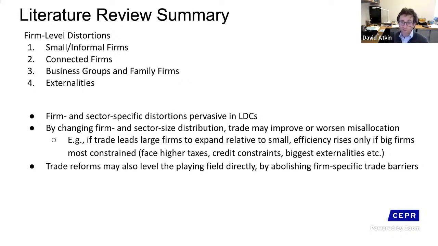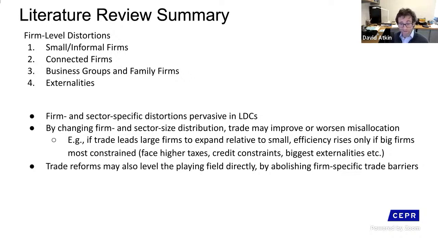Trade in principle could worsen or improve that misallocation. And this is an exciting area people are starting to think about. Generally, if we think trade leads large firms to expand relative to small firms, and that would come straight out of something like a Melitz model, then we would expect this to be good for efficiency, for allocative efficiency. If big firms are the most constrained, maybe they face higher taxes, or they're the most credit constrained because they are the ones who demand the most credit and can't get it. Or maybe there are the biggest externalities associated with them. We can think of that in this framework as well.